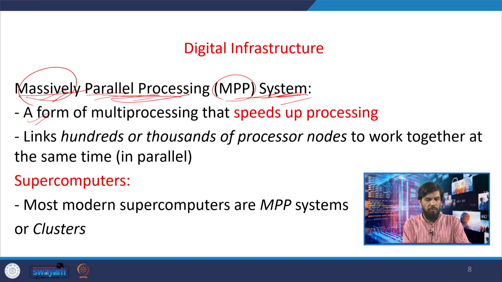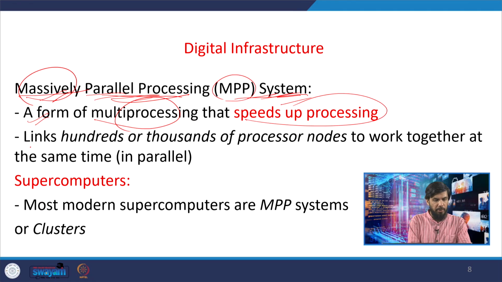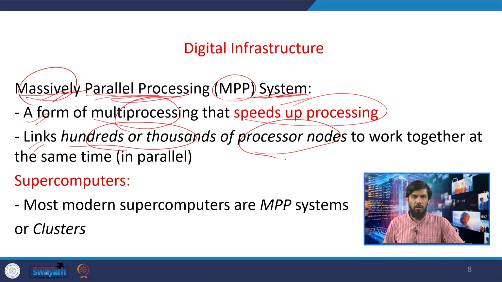So this is a form of multiprocessing that speeds up processing. Parallel processing we already talked about, so this is massive. Obviously we are talking about speeding up processing. What happens here is we link hundreds or thousands of processor nodes. Now we are not within one single computer context. When it comes to massively parallel processing, we are looking not just at independent processors but at processor nodes. That means they are more than simple processors; it is not within a computer, these are independent processor nodes.